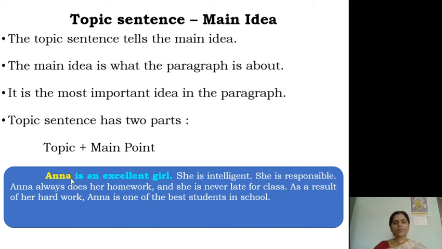And what is the main point about Anna? Anna is an excellent girl. This is the main point. So the topic is about Anna. And what is the main point about Anna? Anna is an excellent girl. And this is the topic sentence.